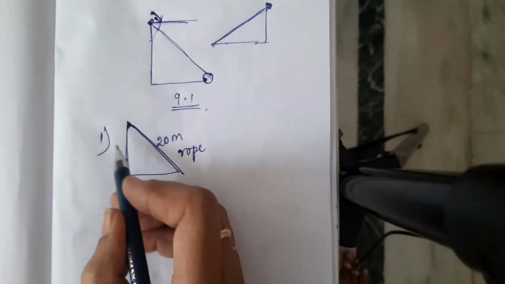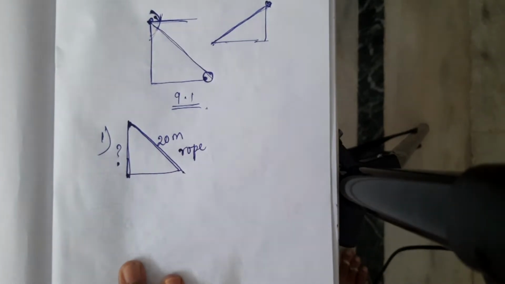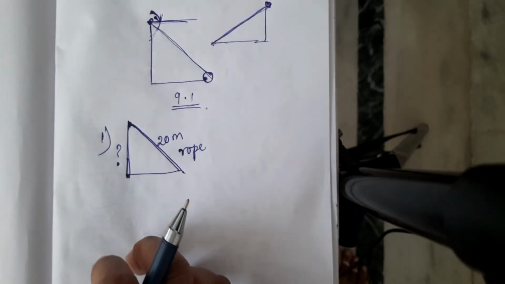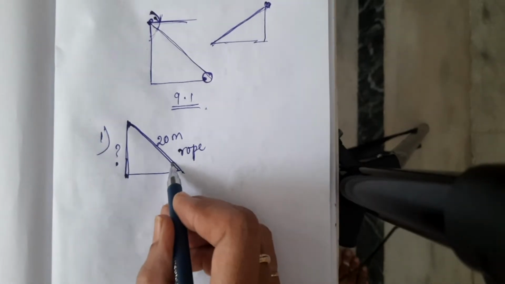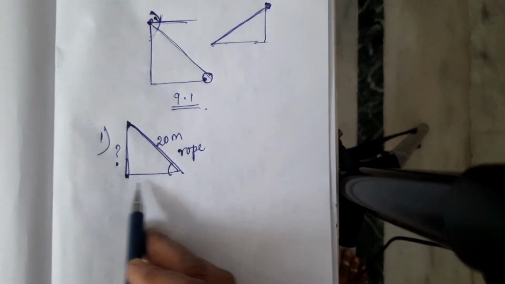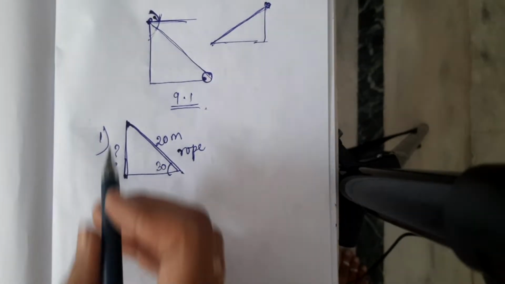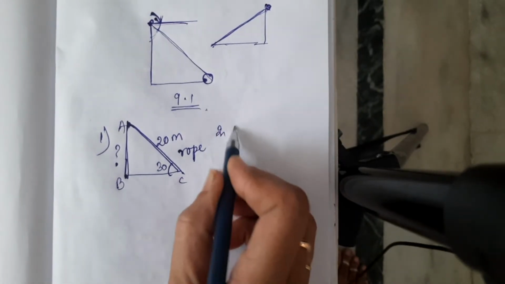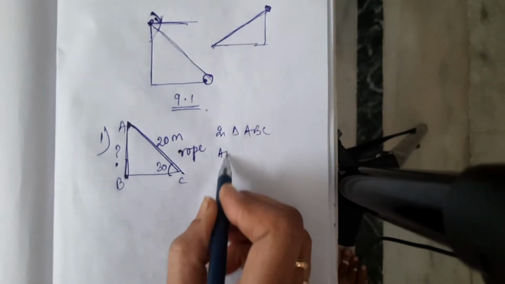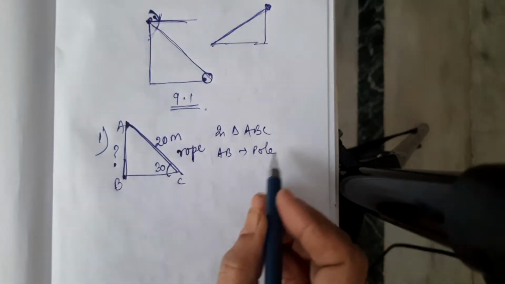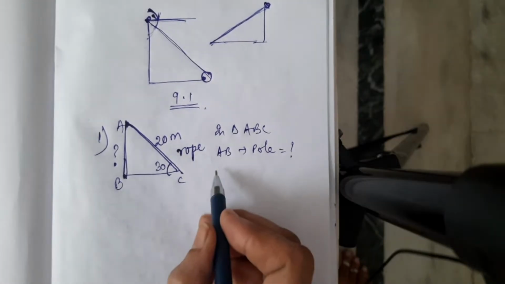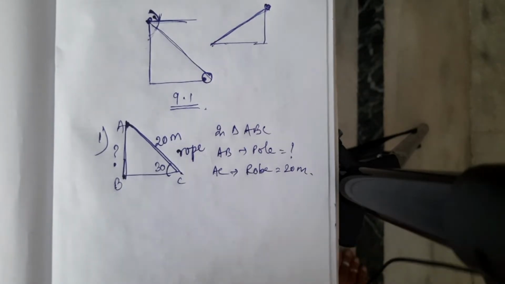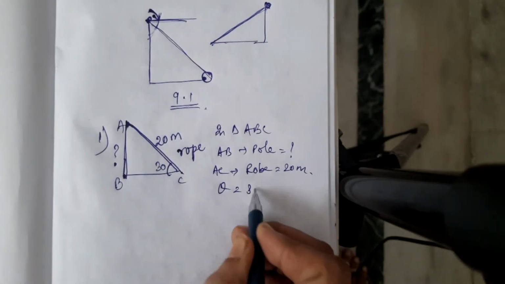Find the height of the pole. So here we need to find the height; this is the question mark. What is the height of the pole if the angle made by the rope with the ground is 30 degrees? Now we'll make some statements. In triangle ABC, AB is the pole, that is what we need to find. Then AC is the rope, it's given as 20 meters. And theta is given as 30.